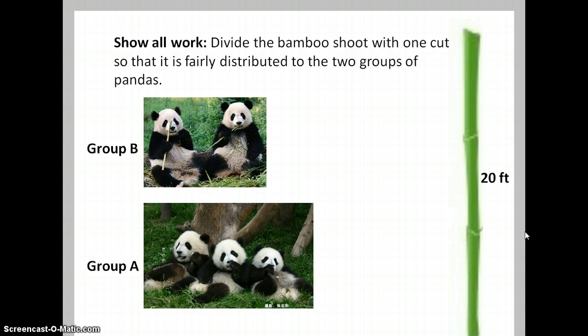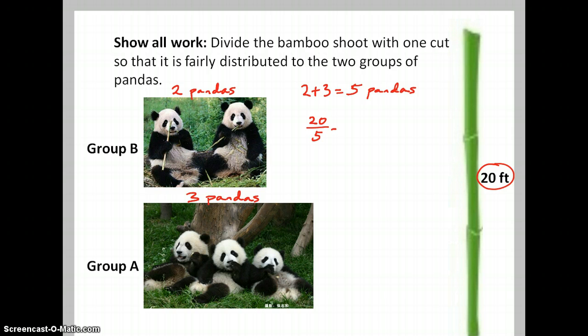Keep in mind you wouldn't want to cut it right in half so that each group gets 10 feet, because one group has more pandas, so it wouldn't be fair. So where would you cut it? What we would do is just note that we have 2 pandas, 3 pandas. So we have a total of 5 pandas.